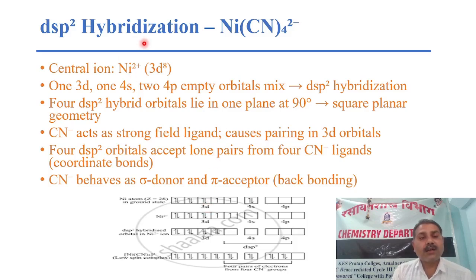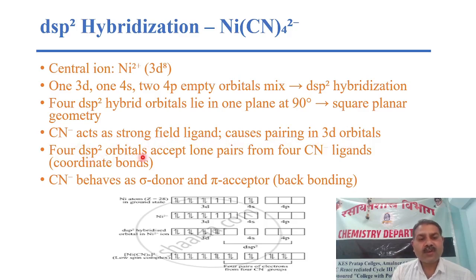Another example of hybridization is dsp2 hybridization. The example is the nickel [Ni(CN)4] 2 minus complex. So the central atom is nickel. Nickel ion exists in the +2 state, so the electronic configuration will be 3d8. In this molecule, 1 3d, 1 4s, and 2 4p empty orbitals mix and form dsp2 hybridization. 4 dsp2 hybrid orbitals lie in one plane at 90 degrees, that is square planar geometry. Cyanide ligands act as strong field ligands which cause pairing in the 3d orbitals.